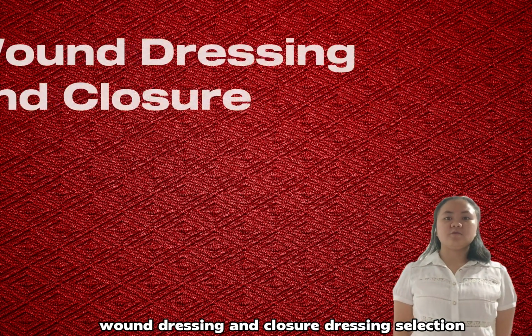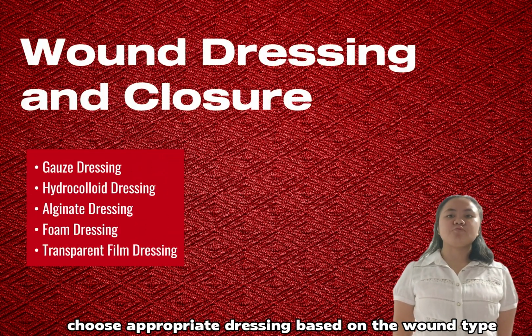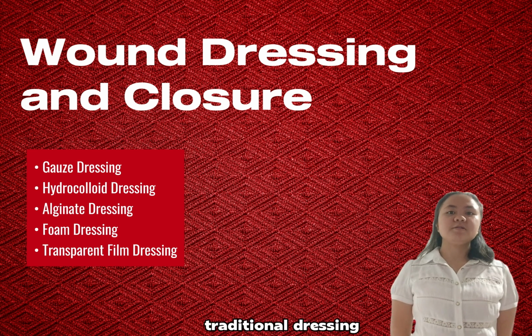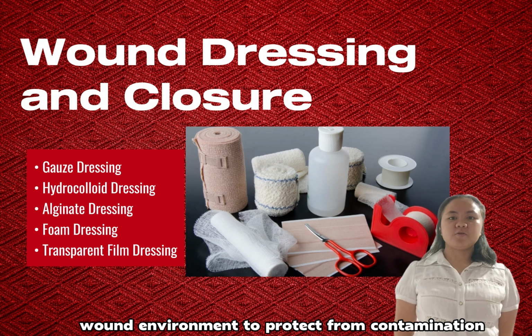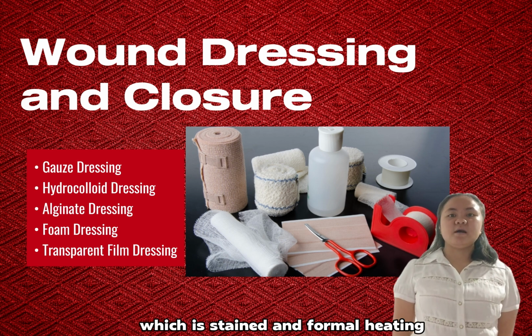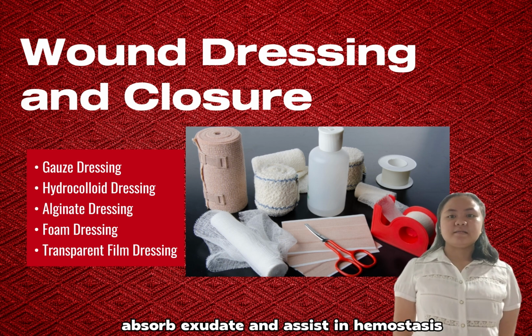Third, wound dressing and closure. Dressing selection. Choose appropriate dressing based on wound type and severity. Loose dressing. Traditional dressing made of woven cotton and synthetic fiber. Hydrophilic dressing. Maintain a moist wound environment, protect from contamination, reduce pain, and promote healing. Alginate dressing. Absorb exudate and assist hemostasis.